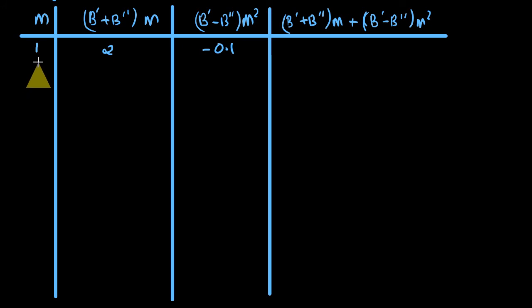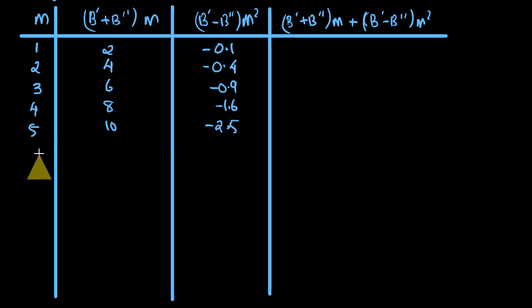Okay. And when M is equal to 2, this is 2 into 2, that is equal to 4. And M square is 4. 4 into minus 0.1, that is equal to minus 0.4. When M is equal to 3, this is 6. And this is minus 0.9. When M is equal to 4, this is 8. And this is minus 1.6. Okay. And when M is equal to 5, this is 10. And then this becomes minus 2.5. And when M is equal to 6, this becomes 12. And this one becomes minus 3.6.